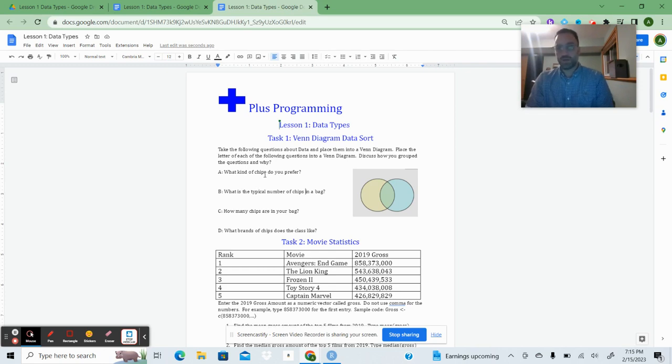What kinds of chips do you prefer? And what brands of chips do you like? Well, those are categorical data. The answer would be categories. Do you like potato chips? Do you like Cheetos, pretzels? All those types of things would go under the brands and the types of chips that you like.